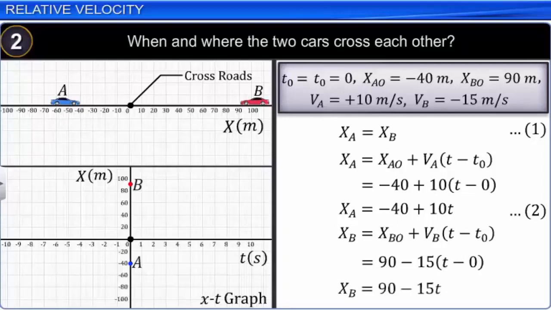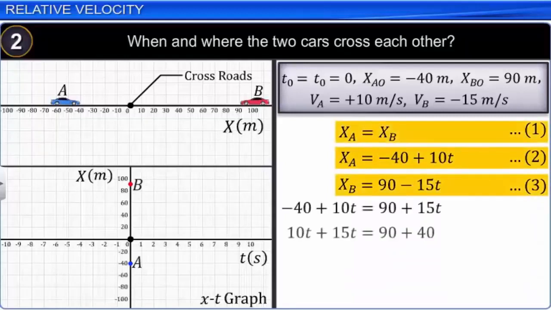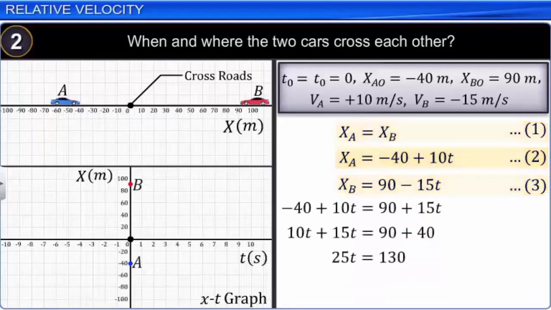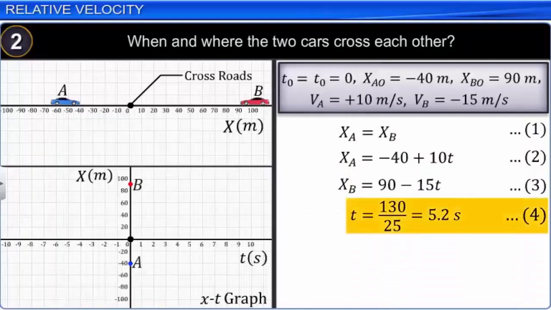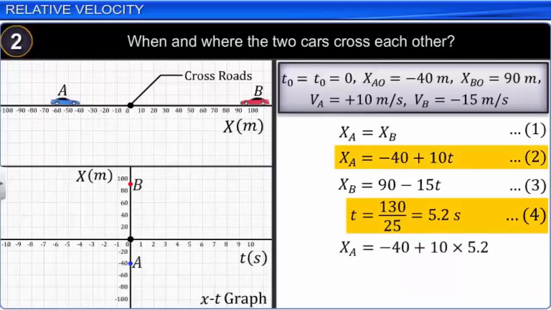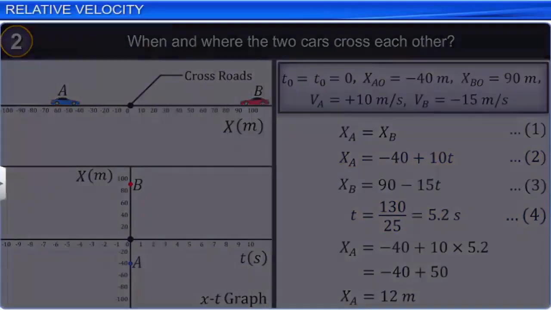Substituting equations 2 and 3 in 1, we get T equal to 5.2 seconds, which is equation 4. Substituting equation 4 in 2, we get XA equal to 12 meters. Therefore, the two cars cross each other at 5.2 seconds when the position coordinate is 12 meters.